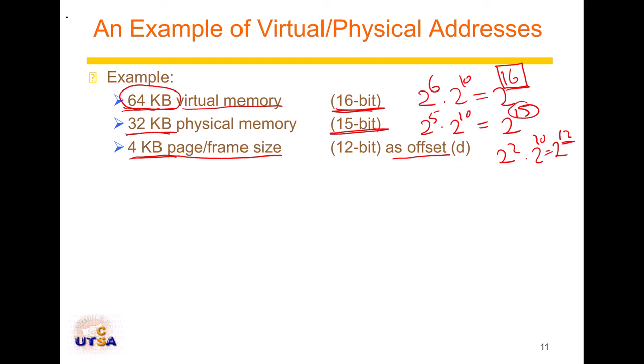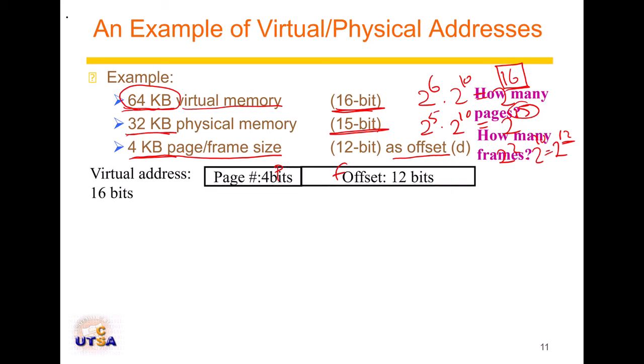So now if you know these numbers, then it's very easy to find out how many bits I need for page number and how many bits I need for frame number. Pause the video for a second and tell me these numbers. I hope you got the same numbers, and then we can compute how many pages and how many frames we have. So let's just look at this one first.